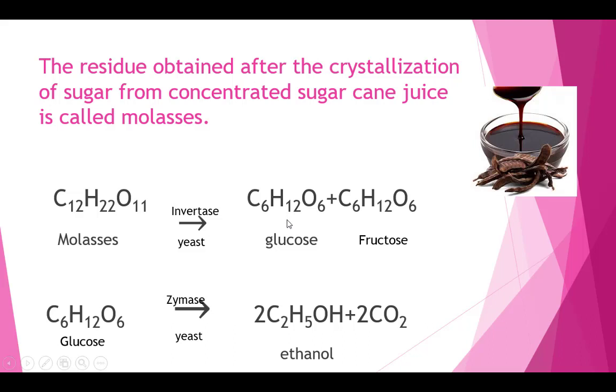Glucose is C6H12O6, fructose is also C6H12O6, but their structural formulas are different from each other. They are isomers of each other. Then glucose undergoes changes with the help of another enzyme, that is zymase, and this zymase is again secreted by yeast, and glucose is converted into ethanol and carbon dioxide gas. This is fermentation of molasses.